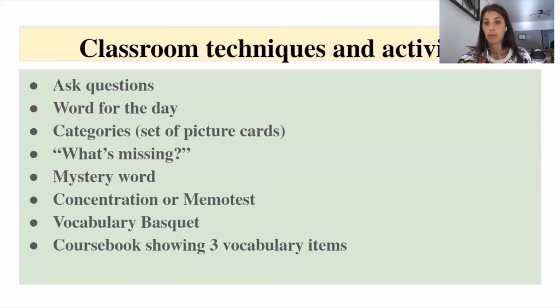And finally, course book showing 3 vocabulary items. We have to show them course books, for example, showing at least 3 vocabulary items, like a doll, a ball, and a car, a truck. And they have to make a circle when the teacher says the vocabulary item.